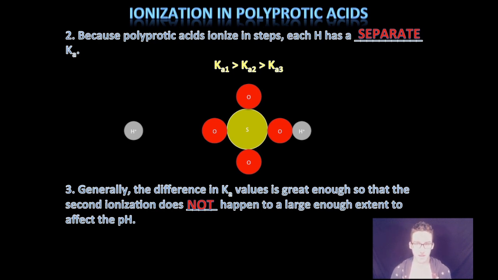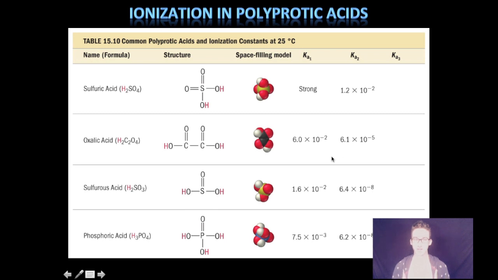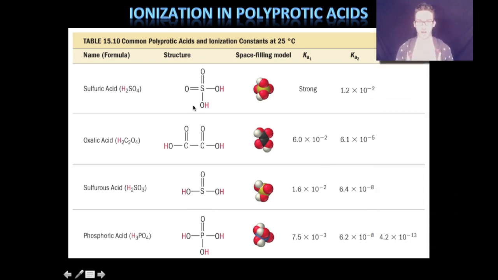In other words, for many polyprotic acids, you only have to focus on the ionization constant of that first hydrogen ion. The others aren't gonna happen to a large extent. Okay, now as you look at your notes, you're given a quick table there of some common polyprotic acids. As you look at the Ka values, for the most part, the second and third ionization constant values are going to be so small as to be insignificant.